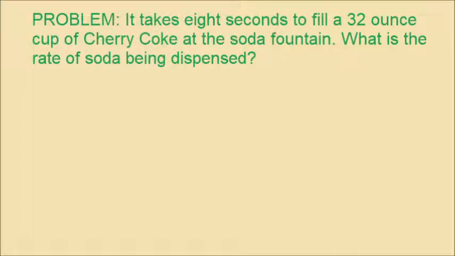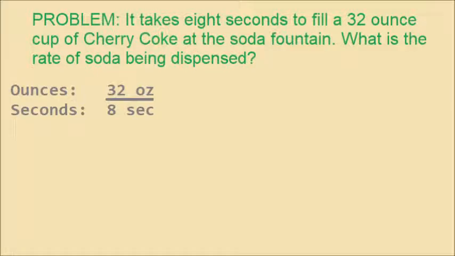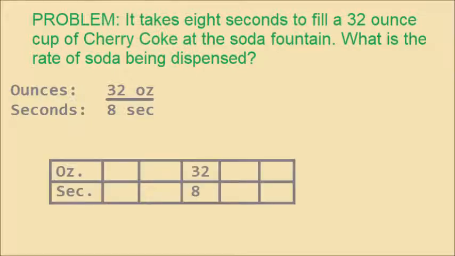Let's take this practice problem into account. It takes 8 seconds to fill a 32-ounce cup of cherry Coke at the soda fountain. What is the rate of soda being dispensed? Well, we can compare this, and we can express it as a fraction. 32 ounces are dispensed every 8 seconds.